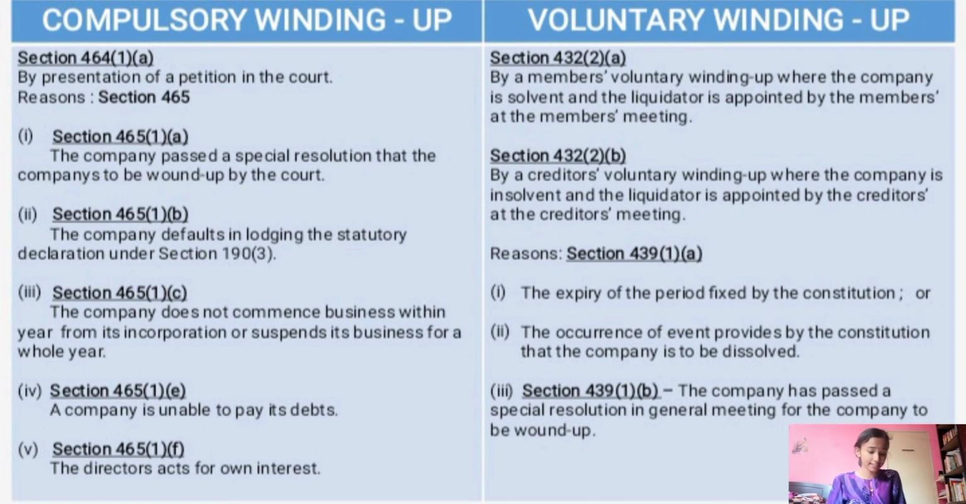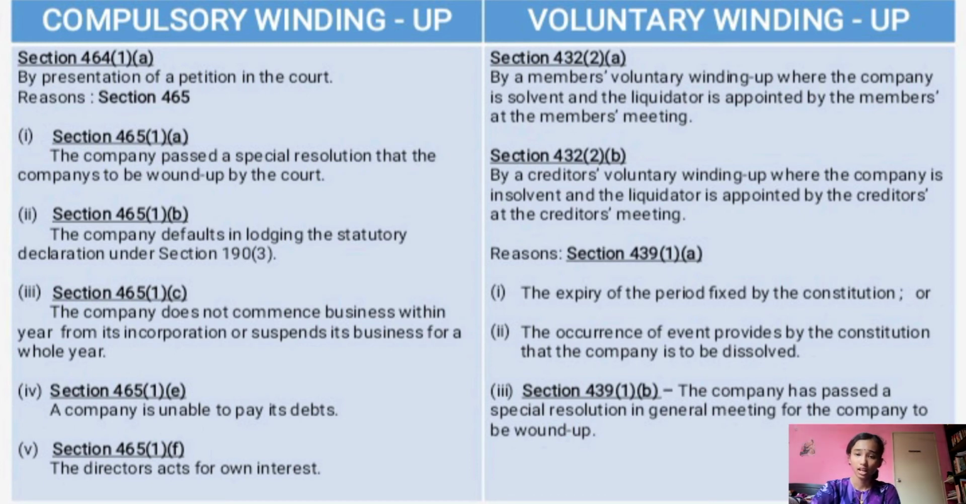The second reason, according to section 465 subsection 1b, is that the company defaults in lodging the statutory declaration under section 190 subsection 3. The next reason, according to section 465 subsection 1c, is that the company does not commence business within a year from its incorporation or suspends its business for a whole year.